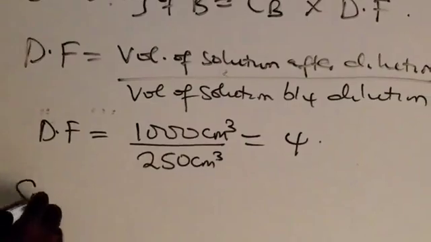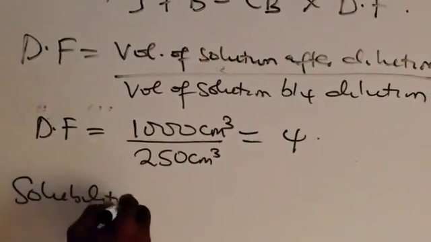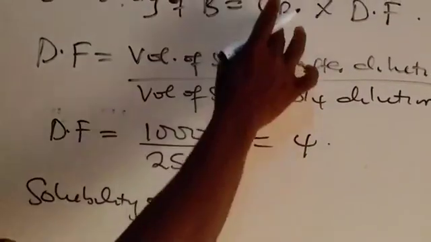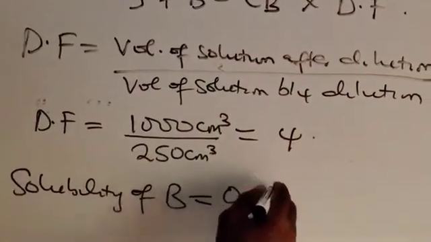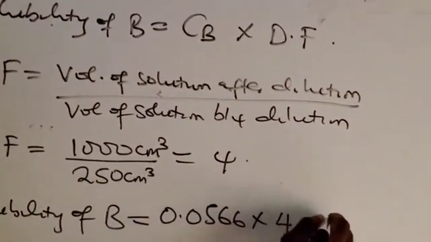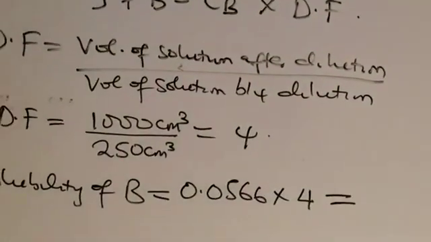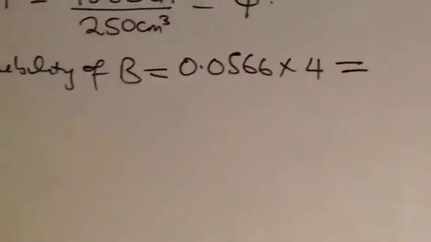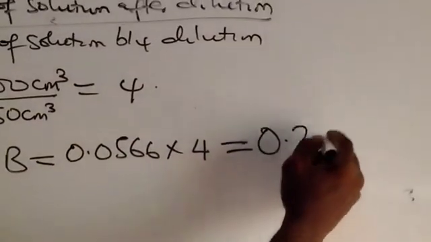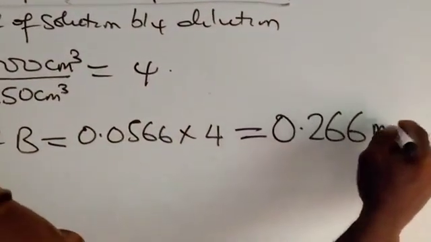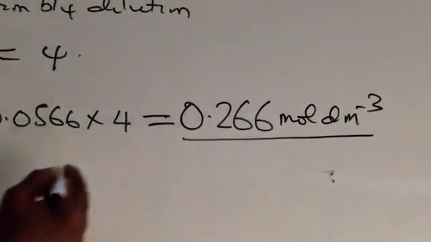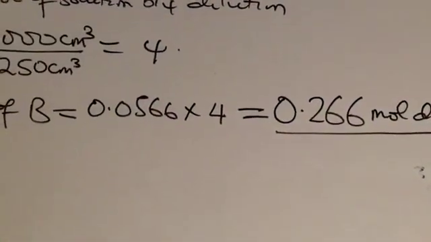So the solubility of B, following the formula above, will now be equal to CB, which we got as 0.0566, times 4, which is the dilution factor. So let's go to our calculator and work out the answer. And that will give us 0.266 mole per dm cube to 3 SF as the solubility at room temperature.